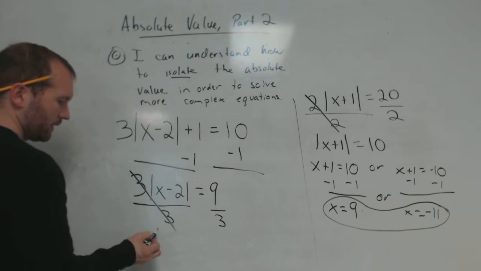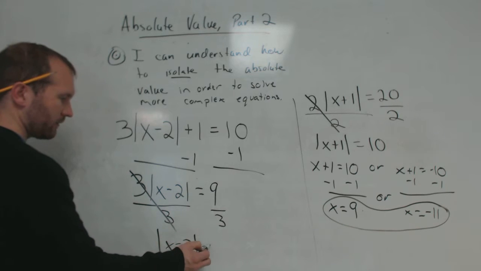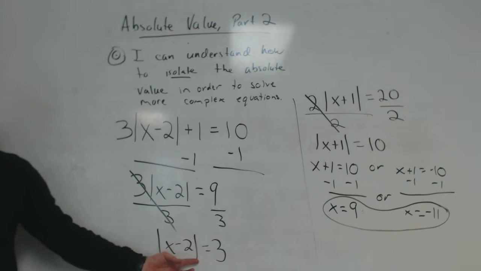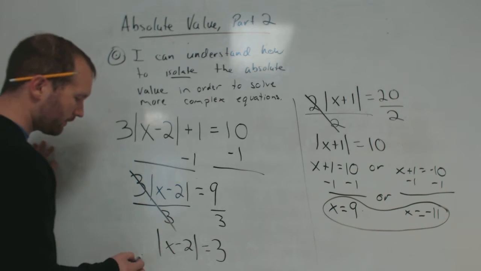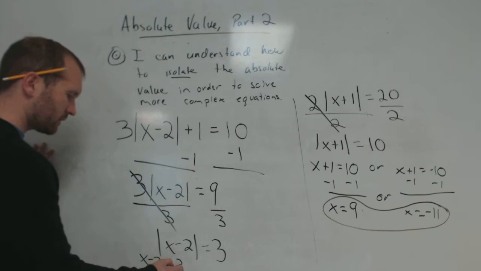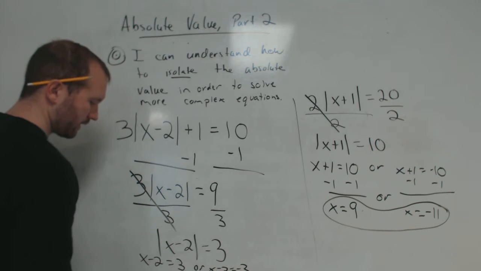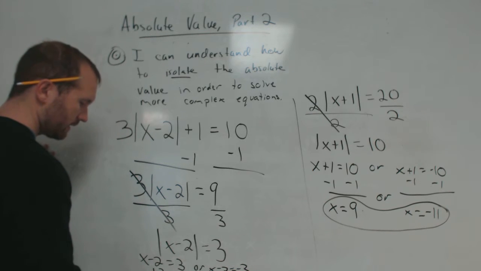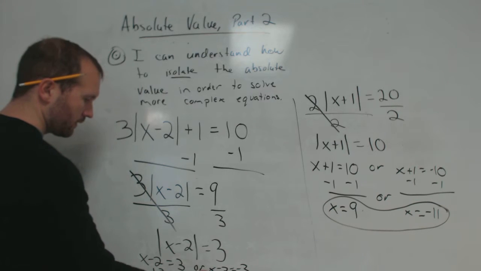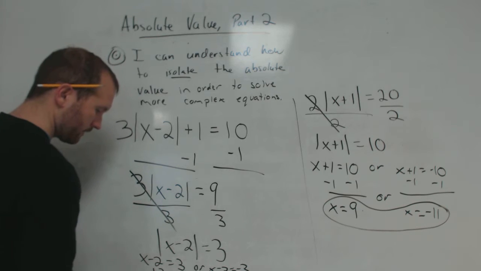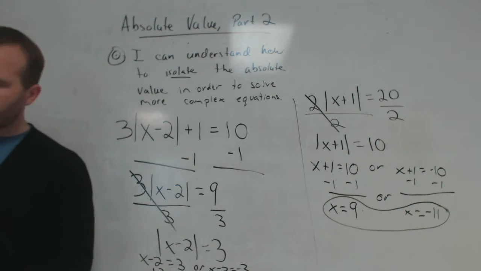That cancels off. So I have x minus 2 inside of my absolute value equals 3. What's my next step? Take away the absolute value. Yes, I have the absolute value all alone. So I take that away and I say x minus 2 equals 3 or x minus 2 equals negative 3. Add 2 to both sides, x equals 5 or x equals negative 1. That's my final answer.